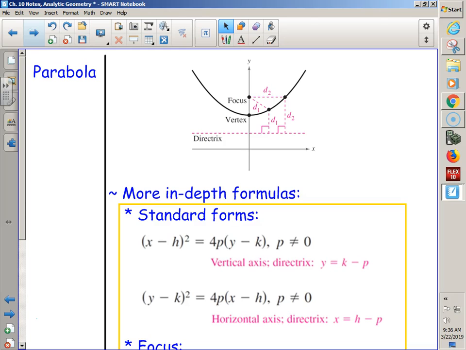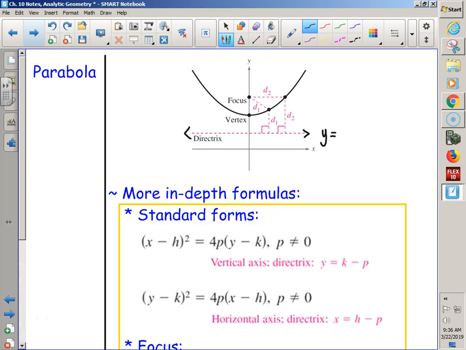The directrix is always a line. It's not an asymptote, but it looks like one. And how it's drawn, it is the entire line, so we could name it Y.